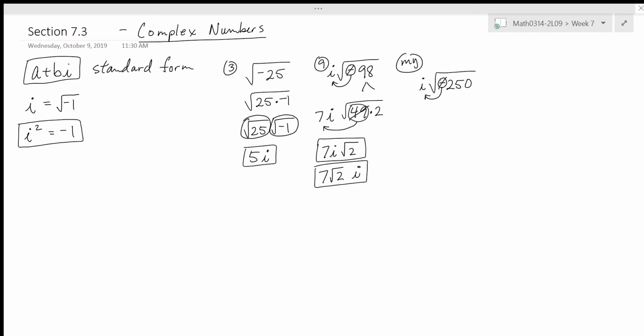Listen, the rules for simplifying radicals are the same as the rules for fighting. Right? First thing when you get in a fight, take out the i's.